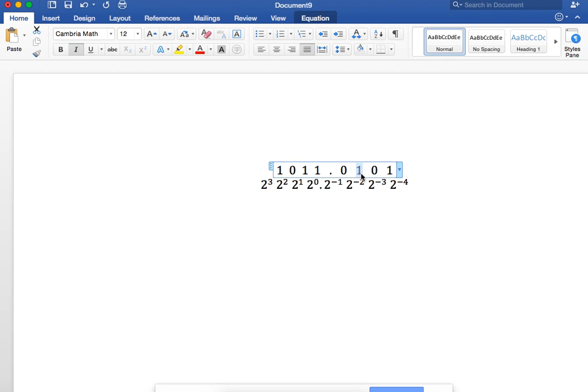Since the second digit after the period is 1, I do have a 2 to the negative 2 power. Since the third digit after the period is 0, I do not have a 2 to the negative 3 power. Then this one is 1, so I do have a 2 to the negative 4 power. So that means your original 1011.0101 can be written as 2 to the third power plus 2 to the 1 power plus 2 to the 0 power, plus 2 to the negative 2 power, plus 2 to the negative 4 power.